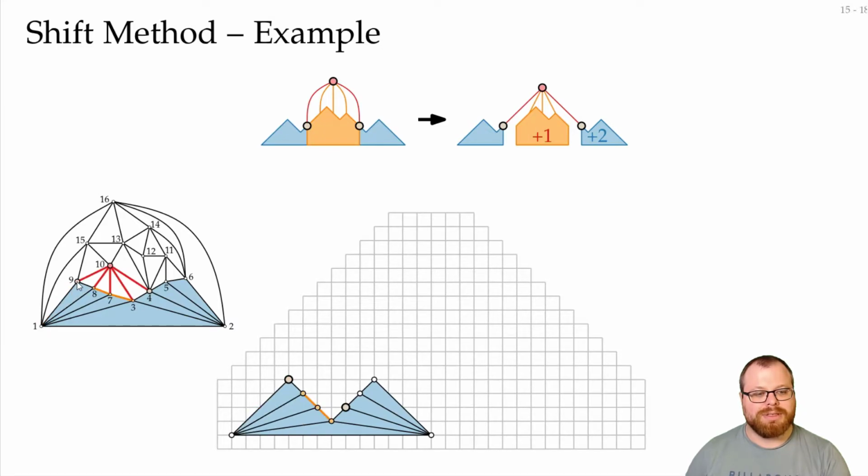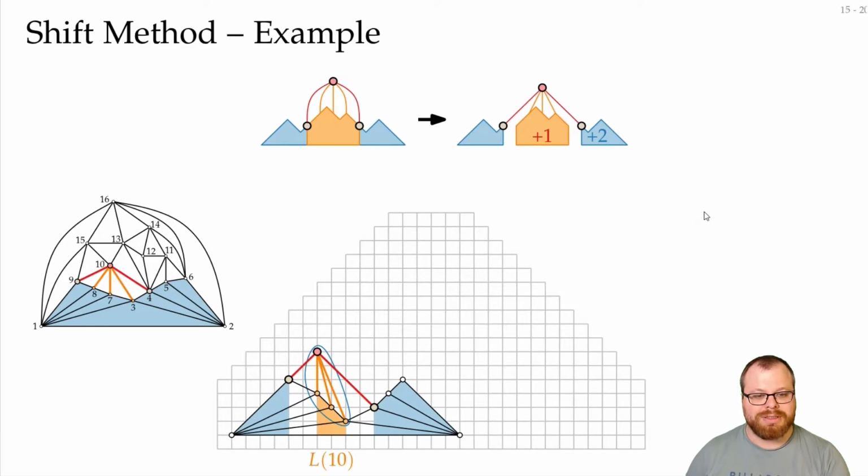It has 2 extreme neighbors 9 and 4, but also the neighbors 8, 7 and 3 in between. So these neighbors lie in this part. Means the orange ones here get moved by 1, and everything here to the right will get moved by 2. And again, we can place it at the intersection. And this here is our L of 10.